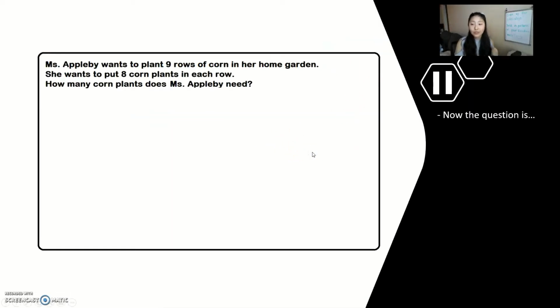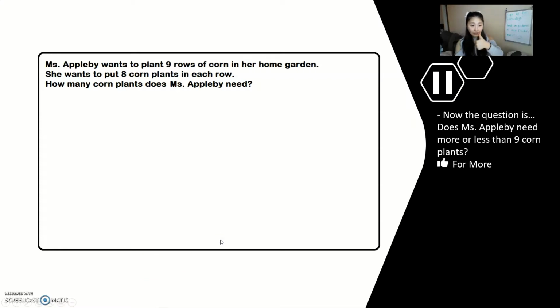Now you're going to do an up and down and you're going to answer a question. If you are ready, here we go. Does Miss Appleby need more or less than 9 corn plants? All right, you ready? It's going to be thumbs up for she needs more than 9 plants. Thumbs down for she needs less than 9 plants.